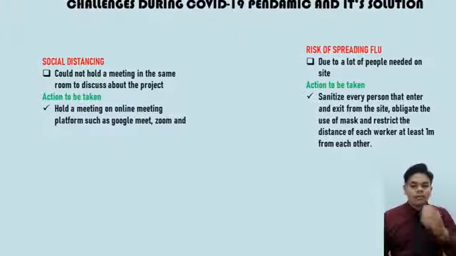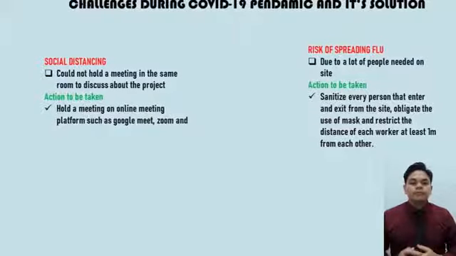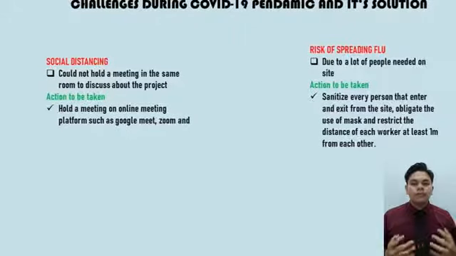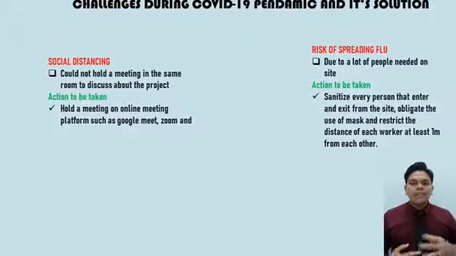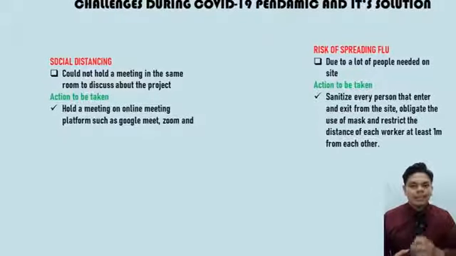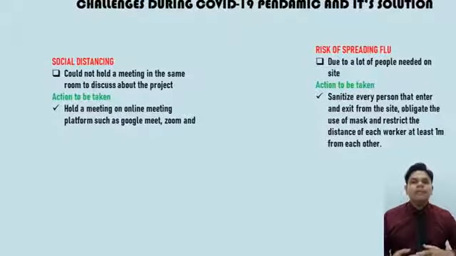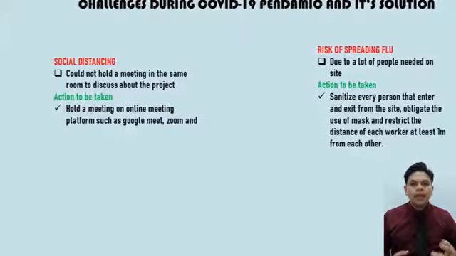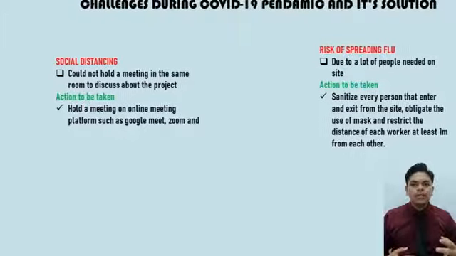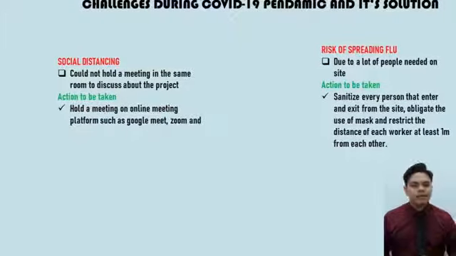The next one is the risk of spreading flu due to the lot of people needed on site. So, as a solution for this problem is to sanitize every person that enter and exit from the site, obligate the use of masks, and restrict the distance of each worker at least 1 meter from each other.